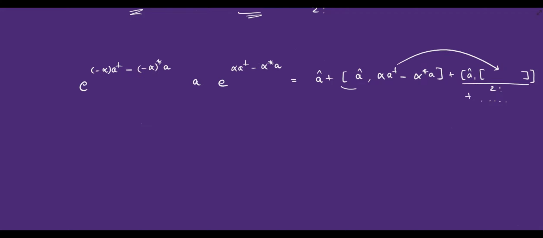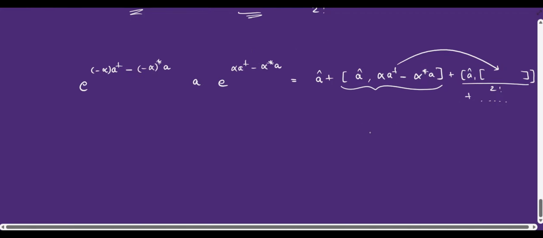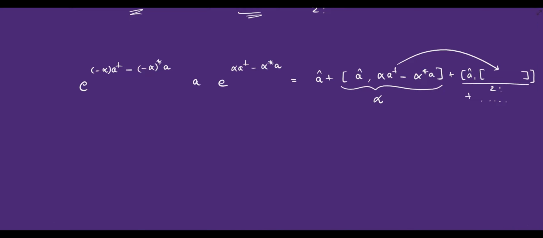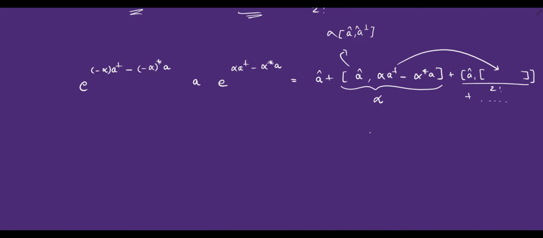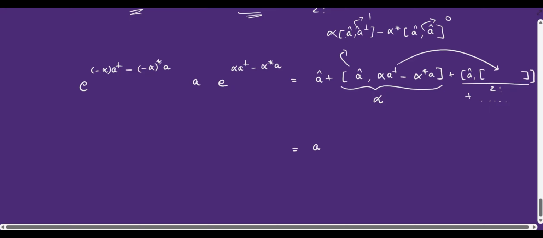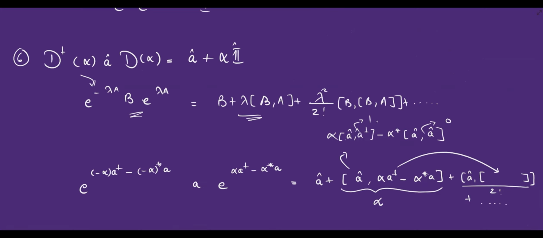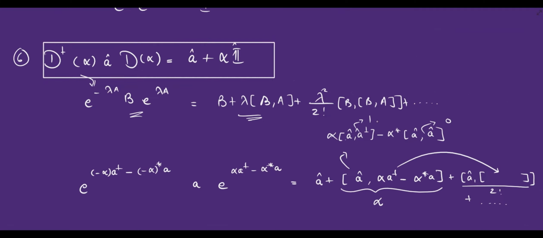Now this commutator, a cap with alpha a dagger minus alpha star a, is equal to nothing but just alpha. Let me break it down: a cap, alpha times a cap comma a dagger, minus alpha star times a cap comma a cap. This is equal to 0 and this is equal to 1, so it's just alpha. So you can see that this is equal to a cap plus alpha times identity. So we just proved that this is true.